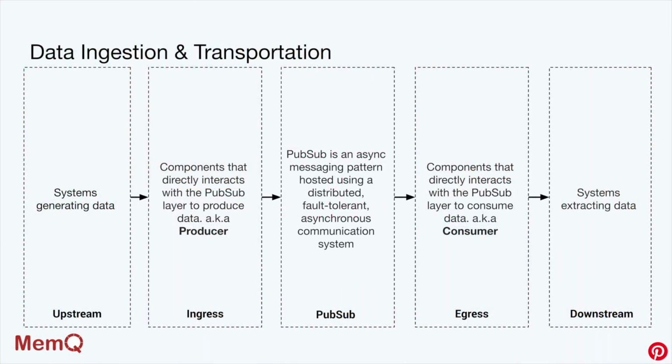This is what a typical data ingestion and transportation layer looks like. We have systems that generate data and systems that transport data, including the upstream, ingress, pub/sub layer, egress, and downstream.